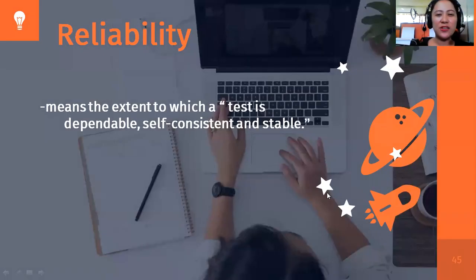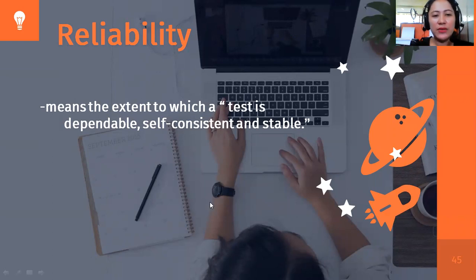Okay, for the second quality of your research instrument, it's the reliability. It means the extent to which a test is dependable or self-consistent and stable, meaning no matter how many times you try to retest your respondents or how many groups of respondents you are trying to test, the result will still be similar or the same. So there is no greater variance, no far variance. There might be a difference with the result, but it's only noticeable or minimal.